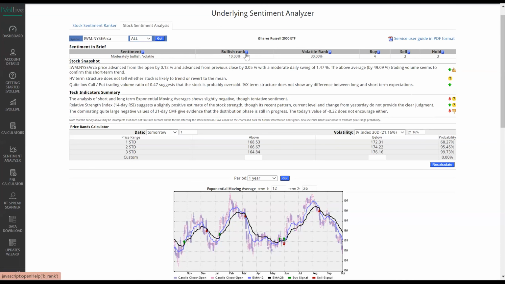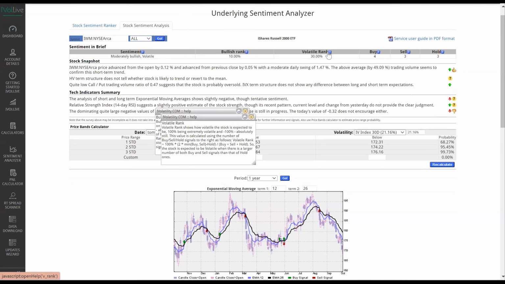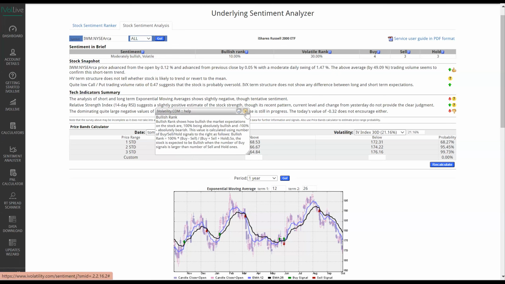It tells me the bullish rank. This ranges from 100%, which would be absolutely rip-roaring bull market, to minus 100%, which would be the opposite, a roaring bear market. At positive 10%, we're right in the middle, which is perfect. Volatile ranks very similarly. 100% would be extremely volatile, which I tend to stay away from because it's too tough to tell direction when we're at 100%. And then minus 100% is too boring because it's absolutely still, so there's nothing going on. So I like something in the middle, right? So 30% is perfect for me.